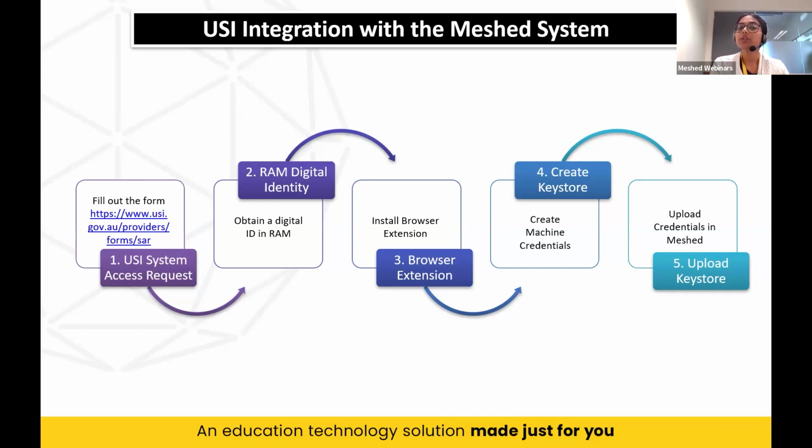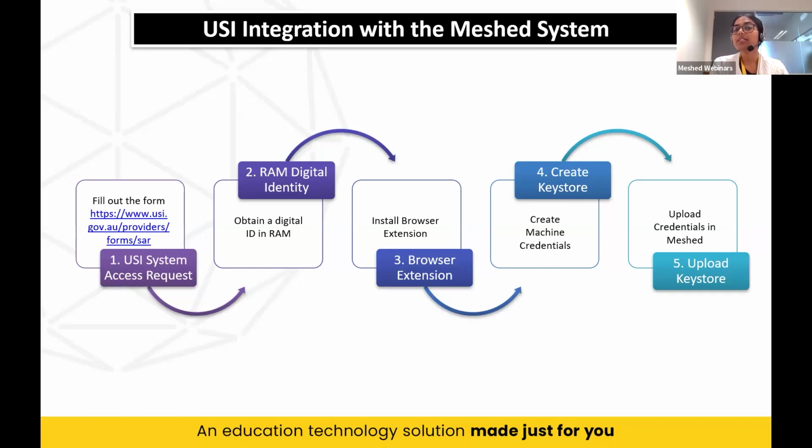Now, this may or may not be required depending on the device that you're using and also depending on the operating system that you're using. There are different steps and methods to install the browser extension for different operating systems, and that can be found on the department's website itself. After you have got the browser extension, the next step is to create the key store file or create the machine credentials. After you provide the machine credentials details such as the key store name and the key store password, you will have a file which is downloaded on your device as the key store file.